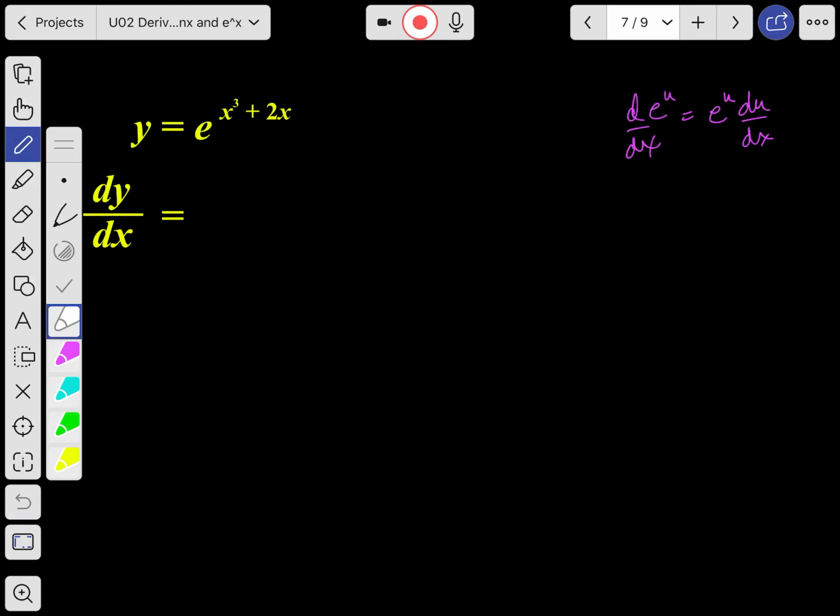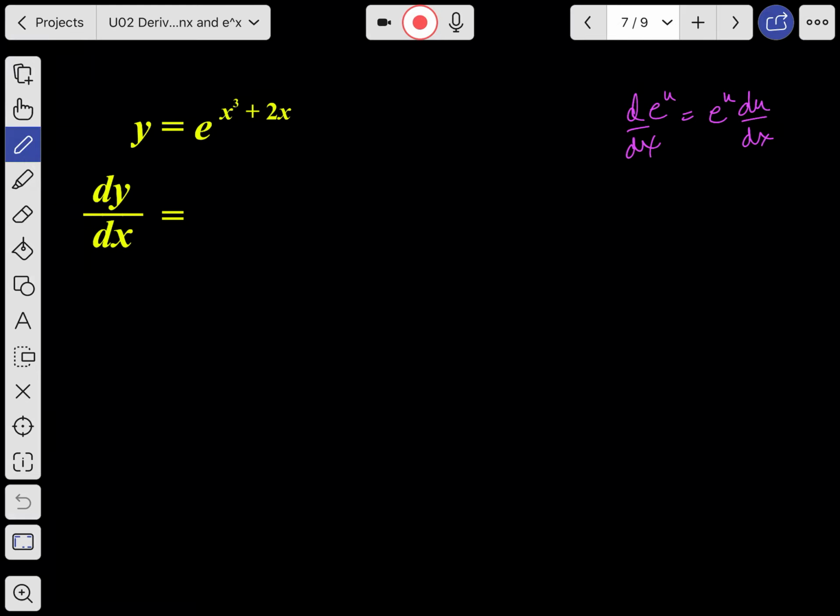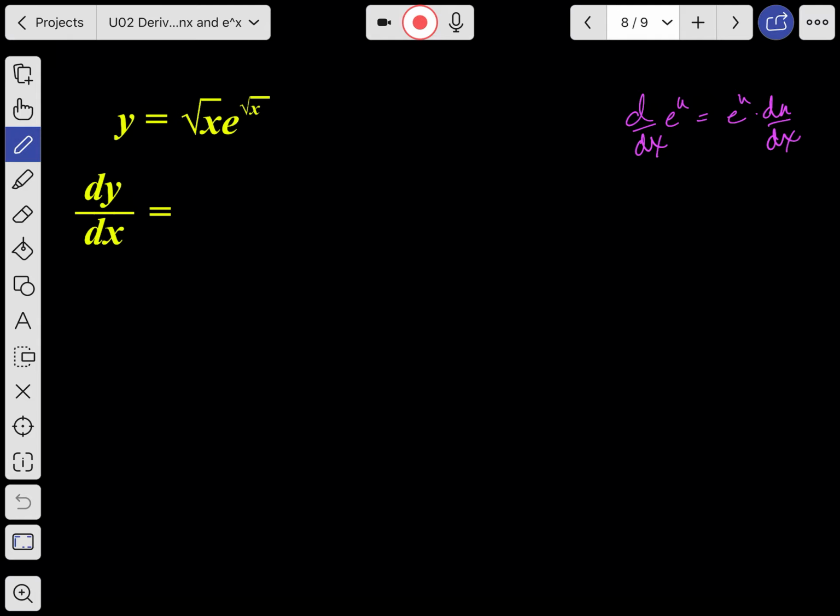Okay, our next example, we've got the e to the x again. So the derivative of e to the x cubed plus 2x is e to the x cubed plus 2x times derivative of the inside function, 3x squared plus 2. And just leave it like this. Make sure your parentheses are around that whole inside function, so you know you're not just multiplying the e to the x cubed plus 2x times 3x squared. You're multiplying by this whole thing over here. Okay, a couple more examples.